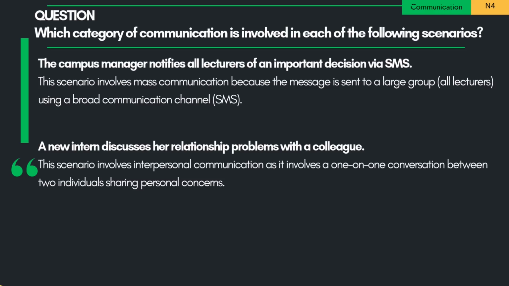2. A new intern discusses her relationship problems with a colleague. This scenario involves interpersonal communication, as it involves a one-on-one conversation between two individuals sharing personal concerns.